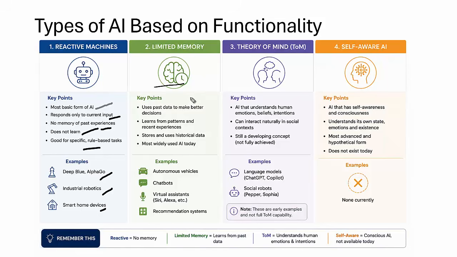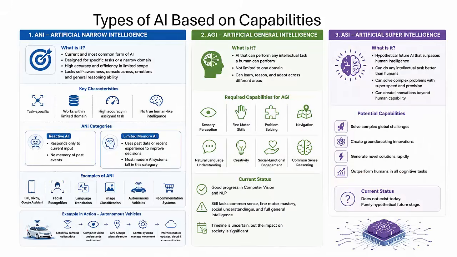Second is limited memory, which uses past data and learns from patterns. It is the most widely used today. Autonomous vehicles, chatbots, Siri, and recommendation systems are examples of limited memory. Third is theory of mind, with ChatGPT in process, not completely. And last is self-aware AI, not currently in use. So reactive has no memory, limited learns from past data, theory of mind understands human emotion, and conscious AI is not arriving today.